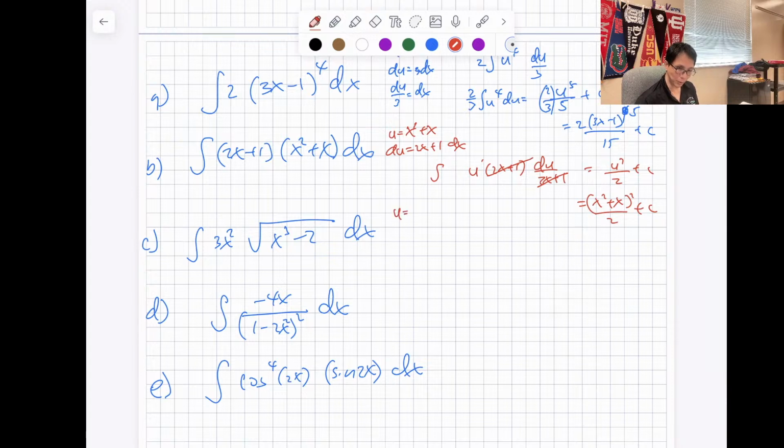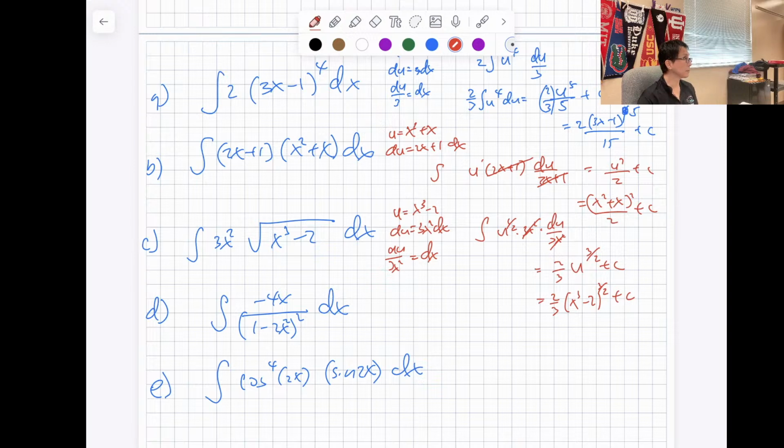So in this one, u equals what? du equals 3x squared dx, which is perfect because we have 3x squared there, right? So that's going to be the integration of u to the 1/2 times 3x squared times du over 3x squared. So this cancels out perfectly. So that's going to be u to the 3 over 2, times 2 over 3, plus c. So it'll be 2 over 3 times (x cubed minus 2) to the 3 over 2 plus c. Is that okay?